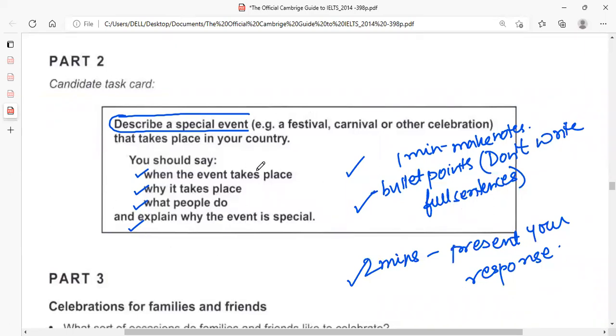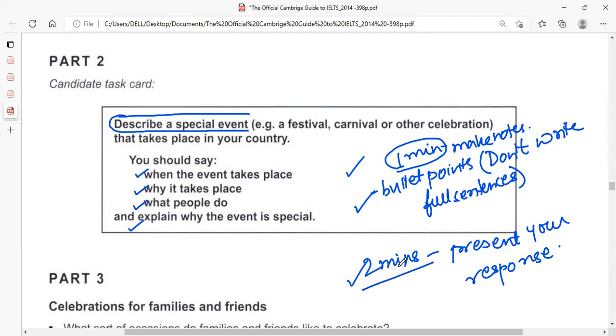This is the only round in which you are getting this 1 minute of your time to make your notes. In no other round, be it your part 1, be it your part 3, will you have this time to make your notes. Number 1. Okay. Number 2, again, what is important in this round is that you have the content to speak for 2 minutes.